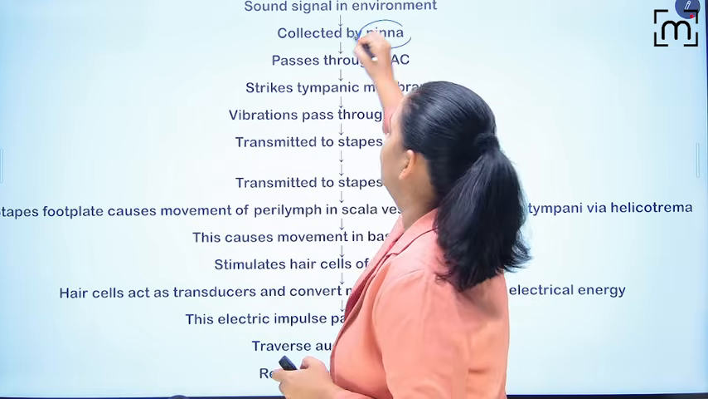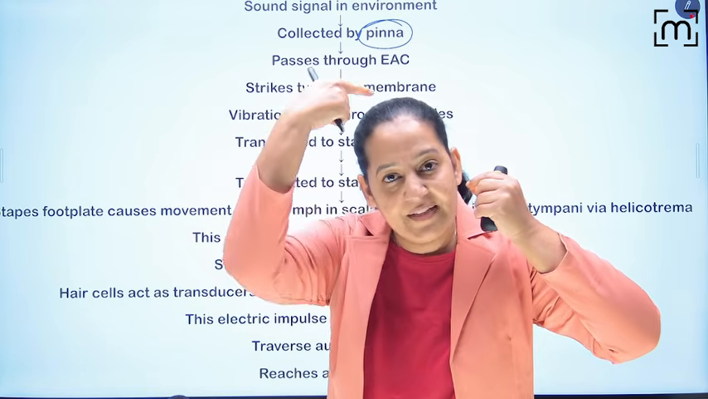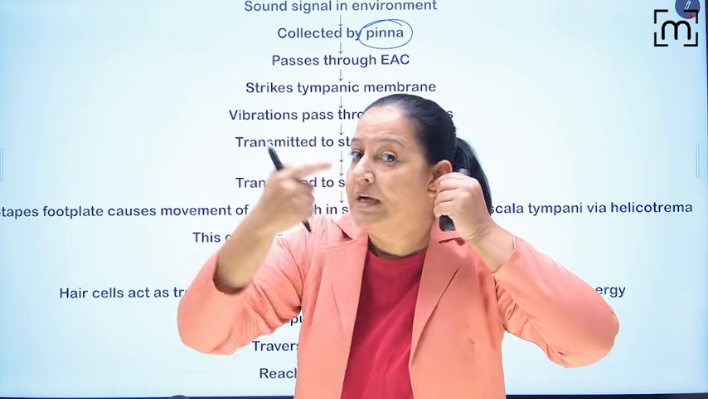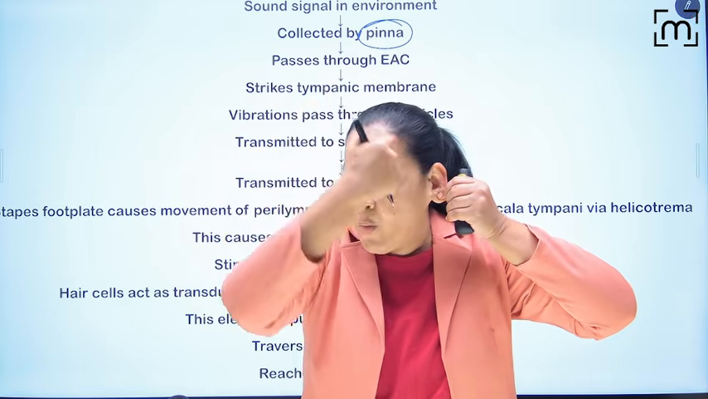Then I told you the physiology of the ear yesterday. What was the physiology? We start with the pinna. Okay, this is my pinna. Sound is going into my pinna, and ultimately it is going to my brain, Brodmann's area 41, the auditory cortex. So from my pinna till my brain, area 41, what is the route?